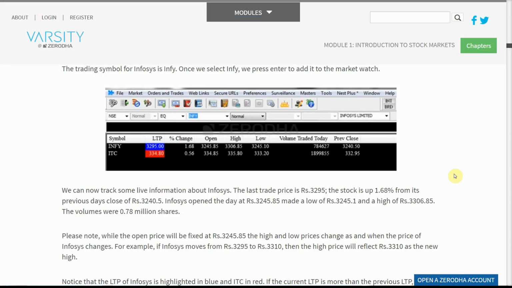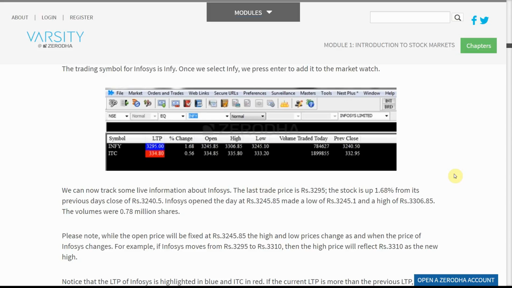The last trade price is 3,295 rupees. The stock is up 1.68% from its previous day's close of 3,240 rupees and 50 paise. Infosys opened the day at 3,245 rupees and 85 paise, made a low of 3,245 rupees and 10 paise and a high of 3,306 rupees and 85 paise. The volumes were 0.78 million shares.